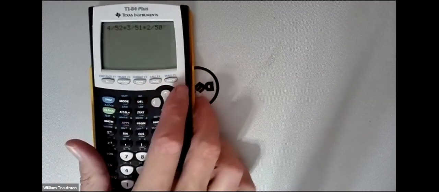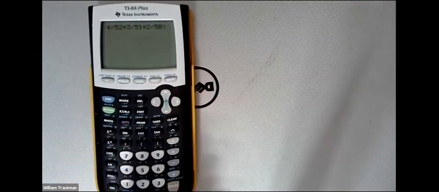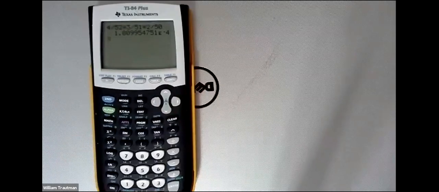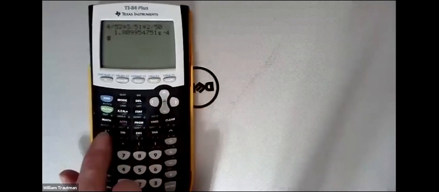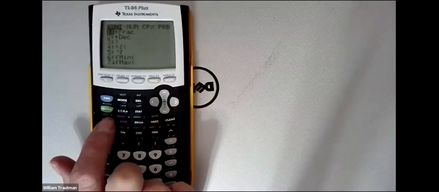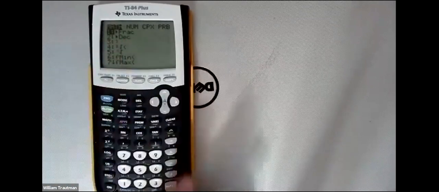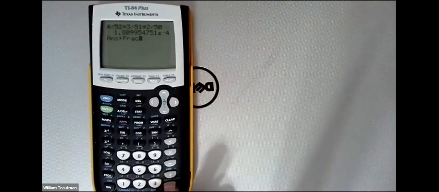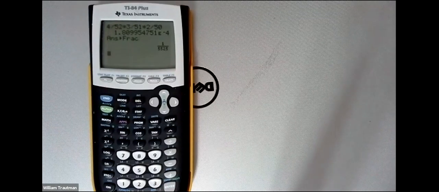There we go. So when I hit enter, I get this number, but I need to change it to a fraction. And don't forget the math button, number 1, fraction, hit enter, and enter again, and it changes the decimal to a fraction. 1/5525.